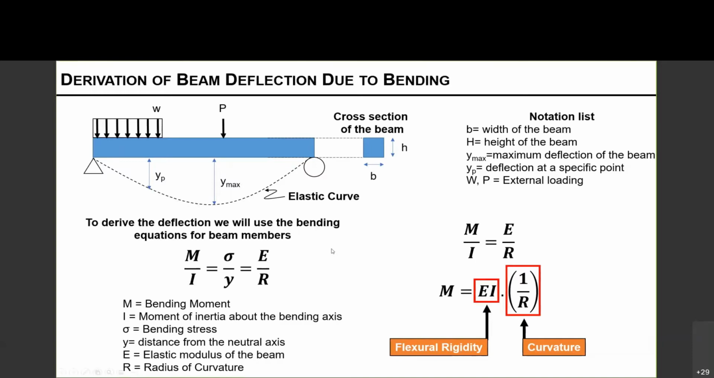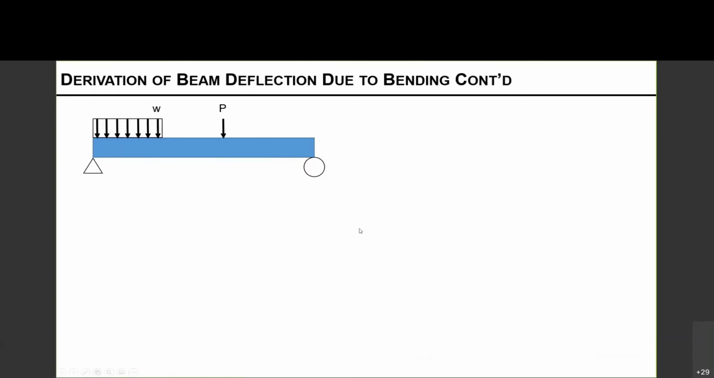So let's go to the derivation. This might take some calculus interpretations and also differential equations as well. So here, same beam, and this is called the elastic curve, right? The elastic curve is like this because of the applied loads and also the boundary conditions.